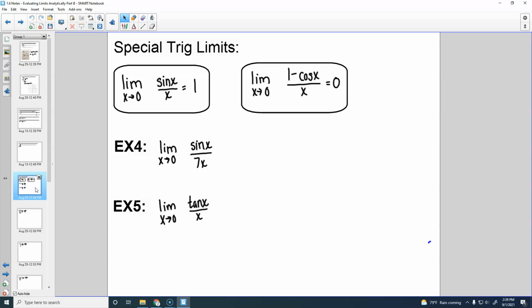Okay. So these 2 special trig limits right here in the boxes you need to know. They have to be memorized. You just have to know them. When I go over squeeze theorem, I'll show you why this is true. But for right now, just take my word for it. If you have the limit as x approaches 0 of sine x over x, it always equals 1. If you have the limit as x approaches 0 of 1 minus cosine x over x, it always equals 0.